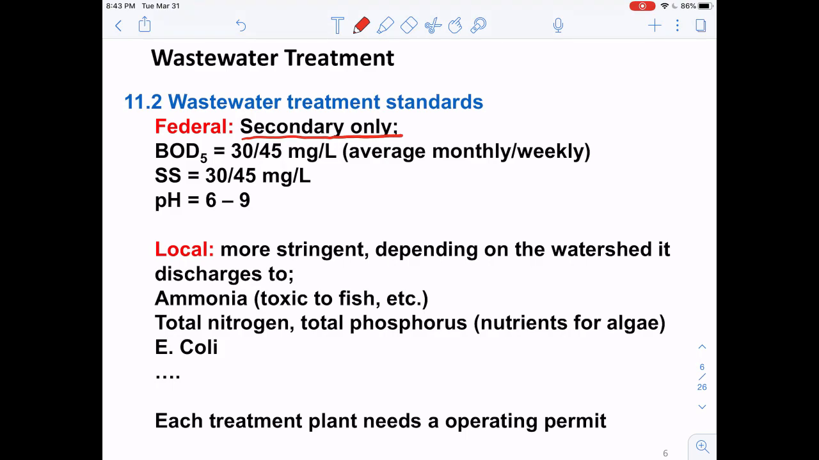Okay, so there can be tertiary treatment, which is a further, higher level of treatment. But at the federal level, we need to go only until the secondary treatment process. The federal level regulates that for the BOD5, you need to satisfy the monthly or weekly limits here.